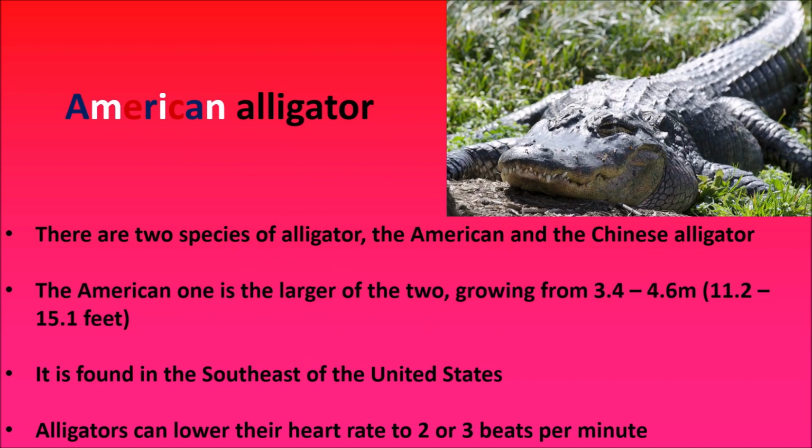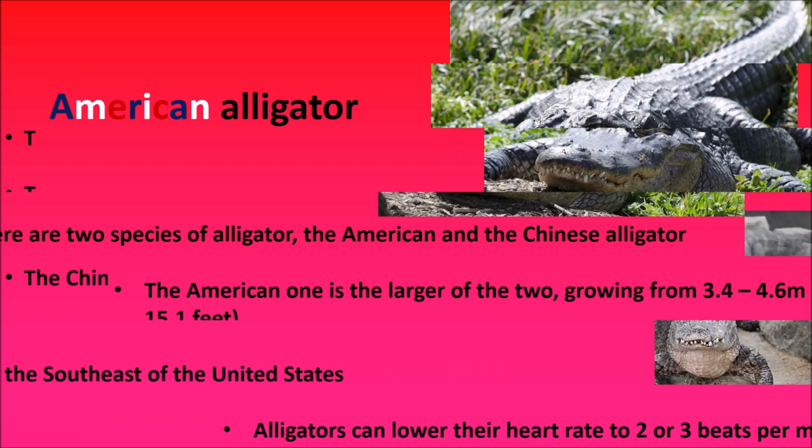There are 2 species of alligators, the American and the Chinese. This one is the American, and it's the larger of the two, growing from 3.4 to 4.6 meters, 11.2 to 15.1 feet, and it's found in the southeast of the United States. Alligators can lower their heart rate to 2 or 3 beats a minute. Now that is ridiculously low.